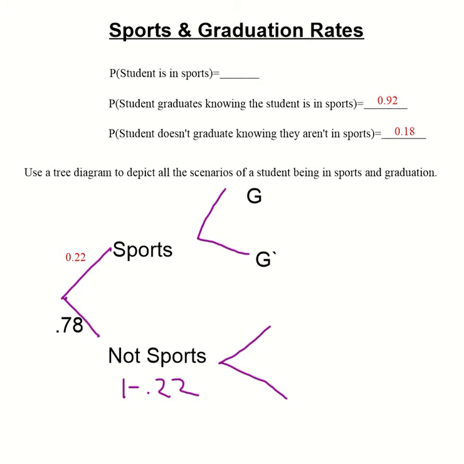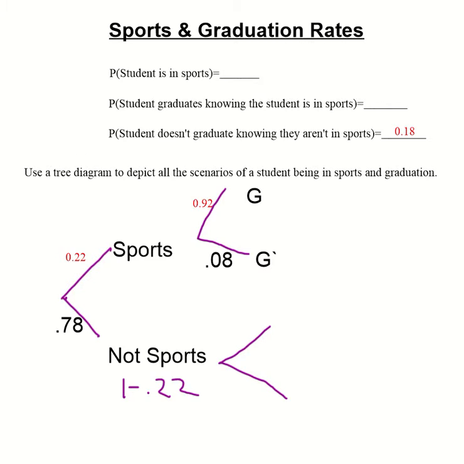Alright, so we've got a few things up here that we know. We know the probability that a student graduates knowing the student is in sports is 0.92. So here we have the probability that a student is in sports and they're graduating. That probability goes right there on our branch. Now remember, these branches need to add up to 1, so if that's 0.92, we do 1 minus 0.92, and we get our not graduating, and it's going to give us 0.08.